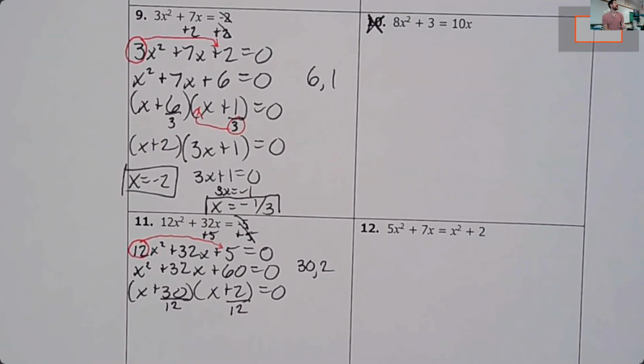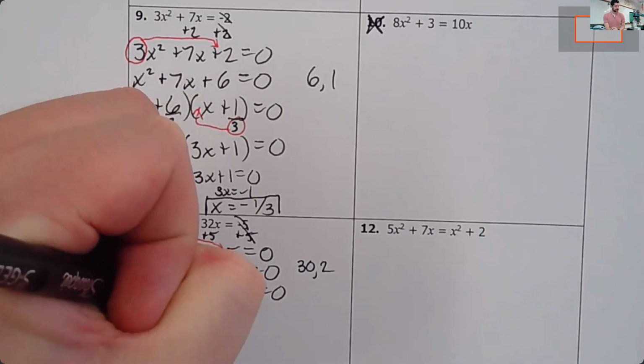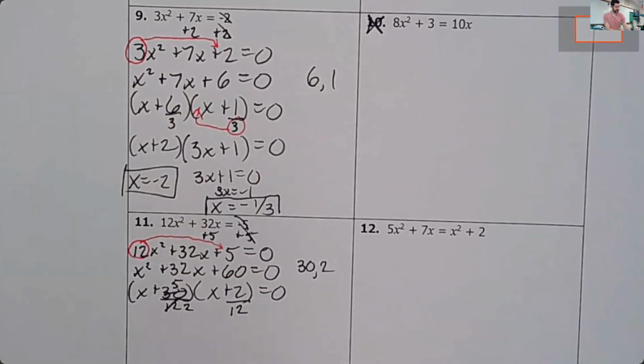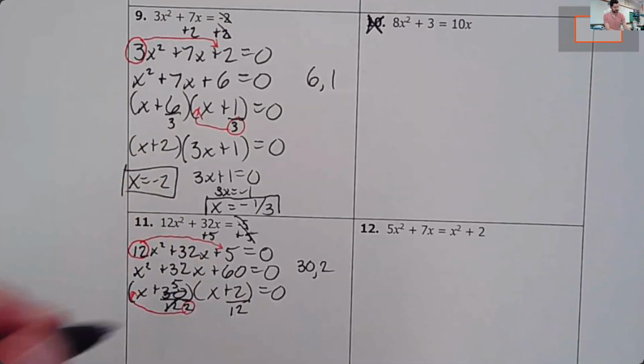Okay. What would 30 divided by 12 reduce to? 2.5? Yeah, 5 over 2. Yes. So they're each divisible by 6. 30 divided by 6 is 5, and 12 divided by 6 is 2. Which means that we will then slide the 2 in front of the x, and that will be 2x plus 5.